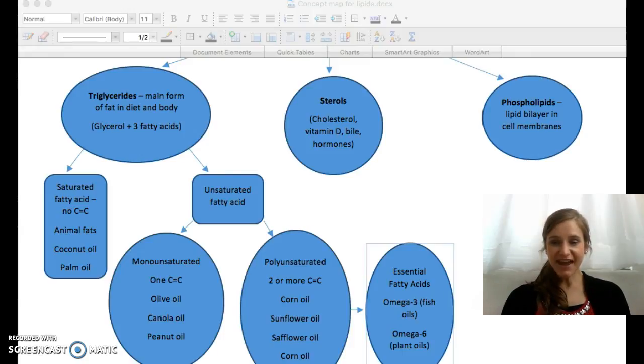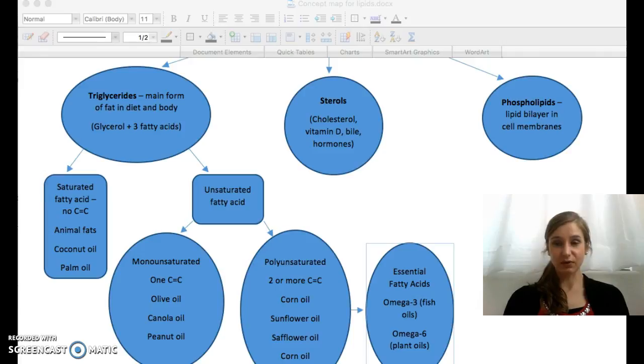Everyone. Like I did for carbohydrates, I thought I would make a quick video to better explain another class of macronutrients, lipids. And what lipids are, they are essentially fats, and there's various types of lipids or fats that we find in our bodies and in food. And those are, as you can see on the concept map, triglycerides, sterols, and phospholipids.